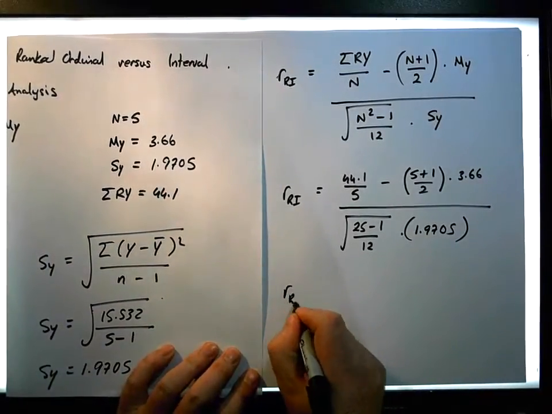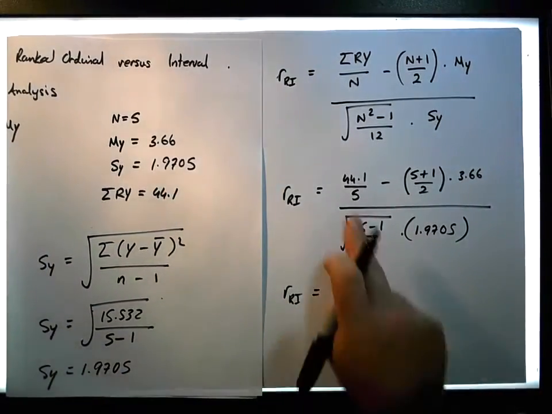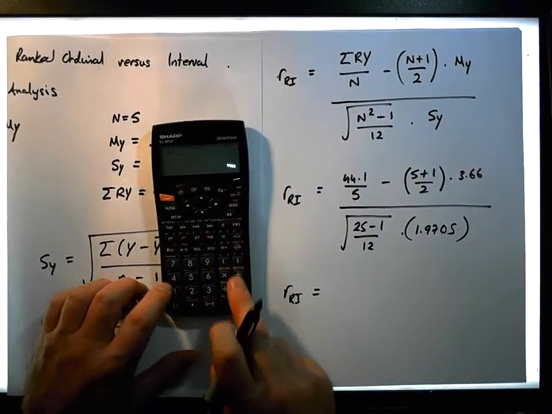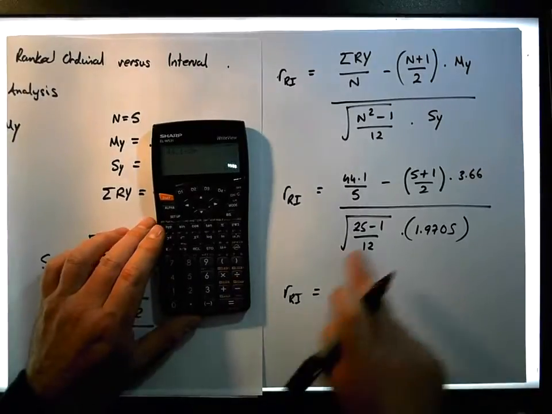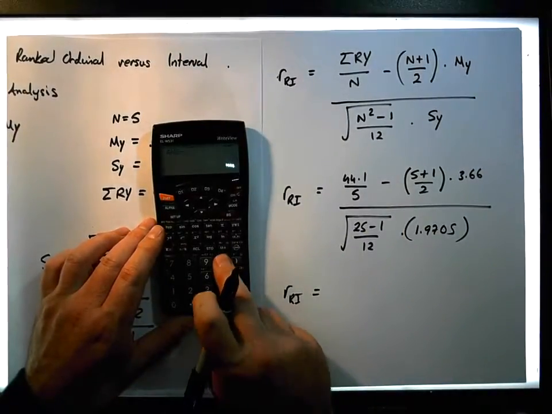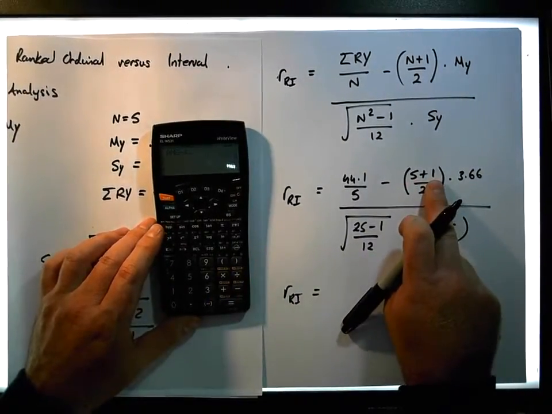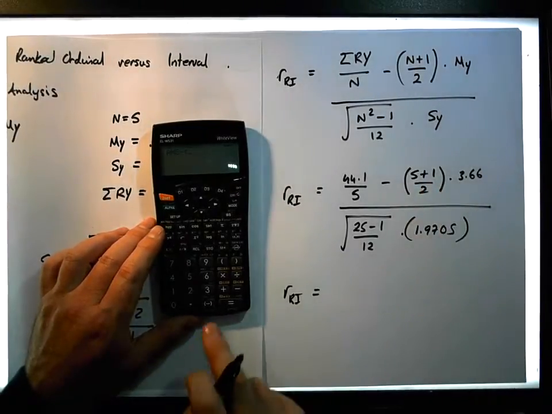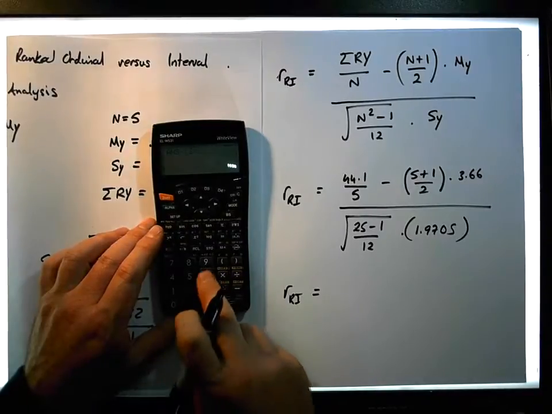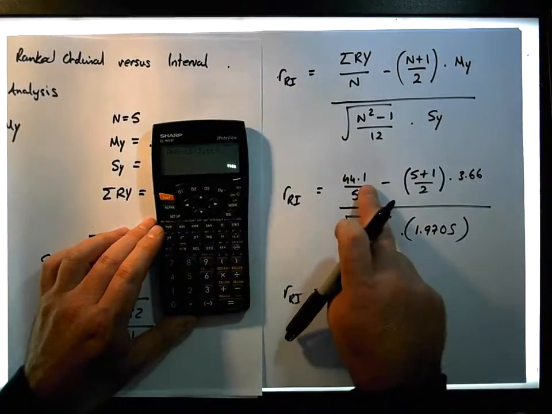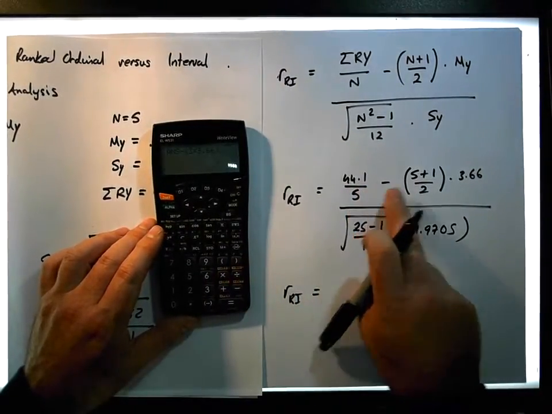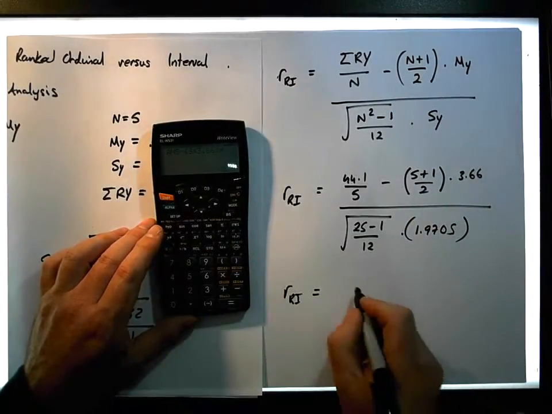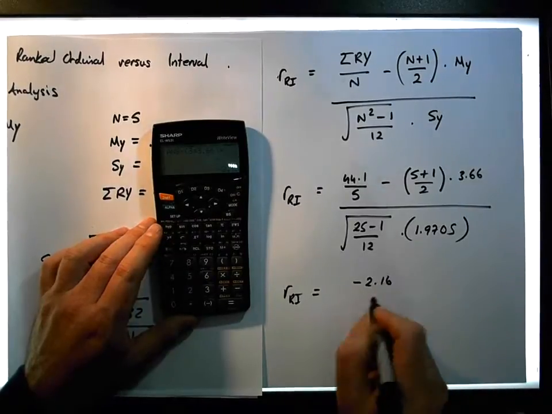We end up with r_I is equal to, let's just do the numerator. So it's going to be 44.1 divided by 5, minus, and what we have here is 5 plus 1 is 6, divided by 2 gives us 3, so it's 3 multiplied by 3.66. So we have 44.1 divided by 5 minus 3 times 3.66, which gives us a value of minus 2.16, okay?